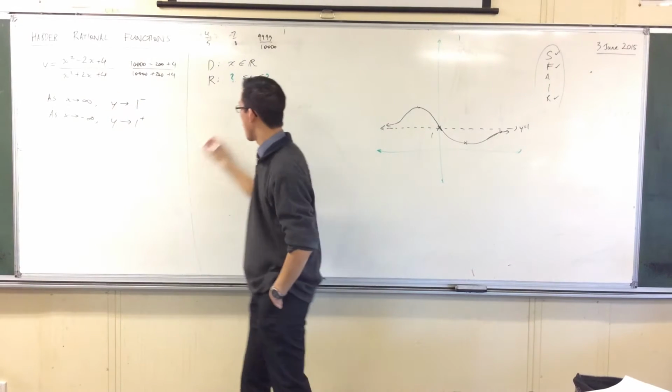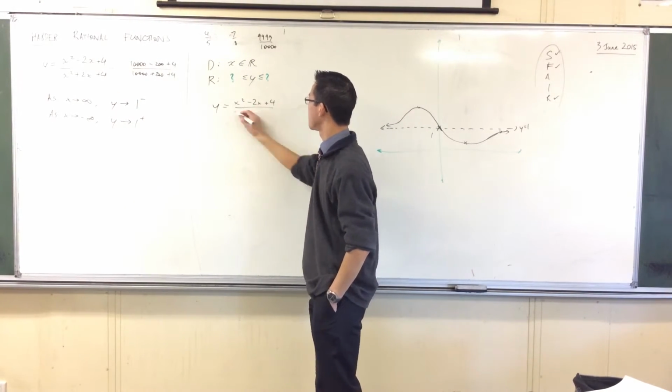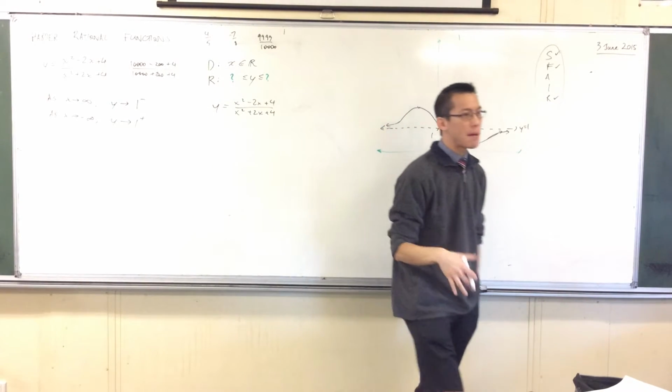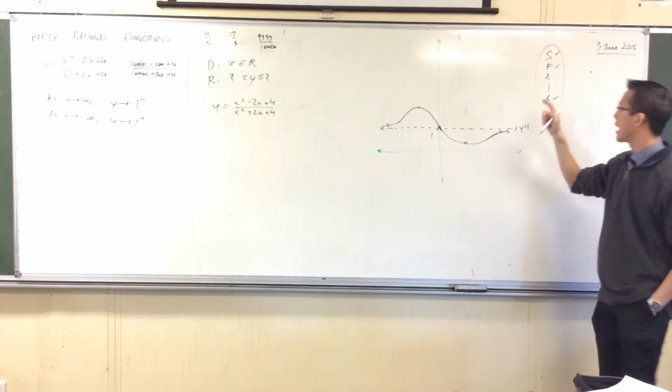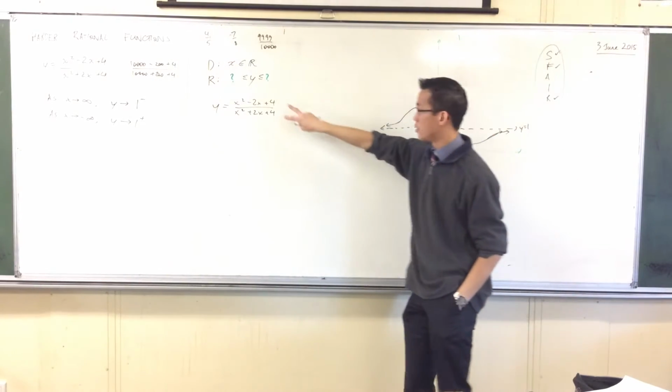Let's come back to this. I'm going to rewrite it. X squared minus 2x plus 4. X squared plus 2x plus 4. Okay. Now you remember really early on, as we were going through this process, we noticed that there were no solutions to these guys.